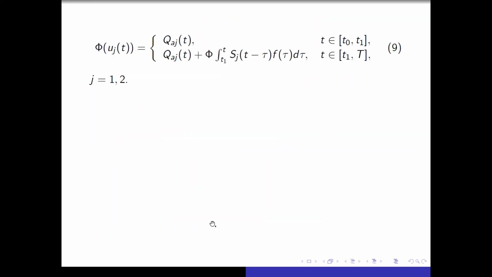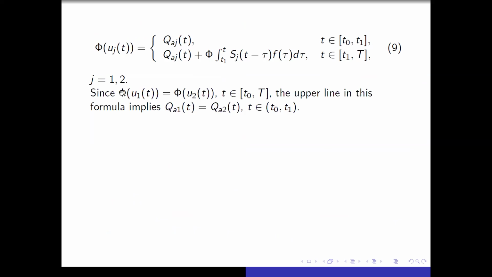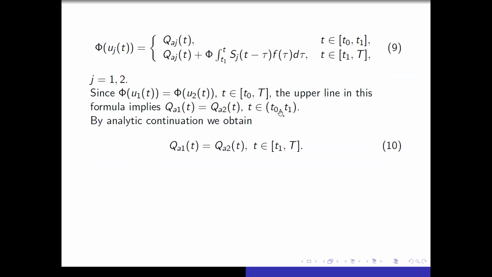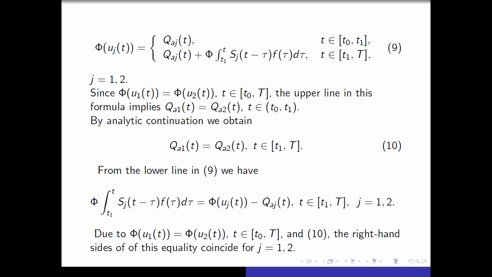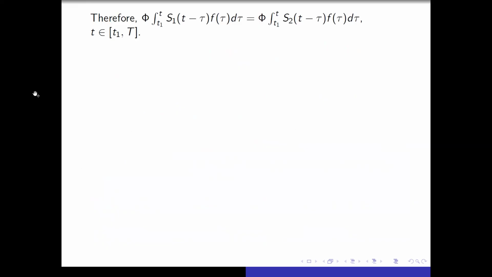Again, here the QAJ, we know it because we know phi Uj. Okay, they are equal to each other from T0 to T1, this QA1 and QA2, by this assumption. And then we use analytic continuation and get that they are equal to each other from T0 to T, and then we go to the lower line and express here this integral, and the right-hand sides here are equal to each other for J equal 1 and J equal 2. So left-hand sides are also equal to each other, and this means that we have this relation.